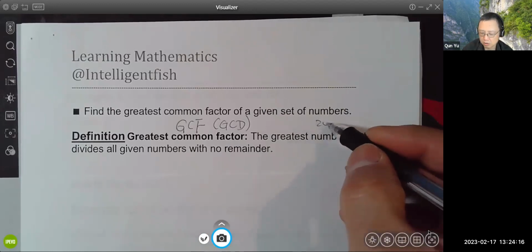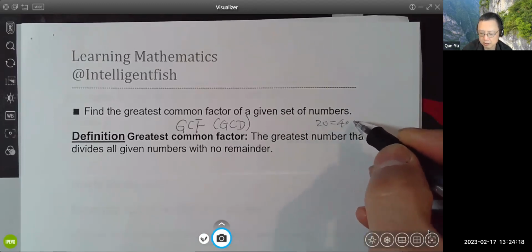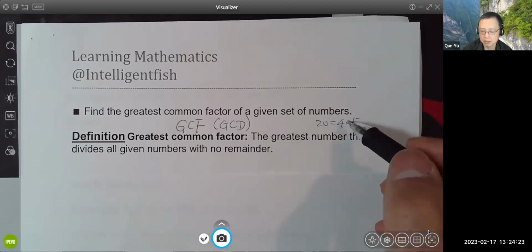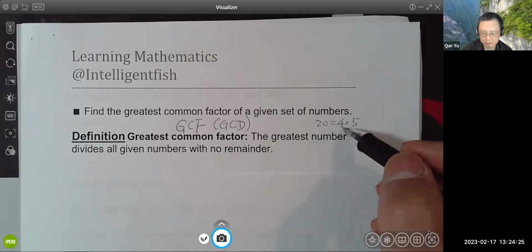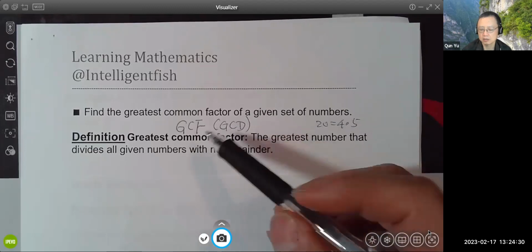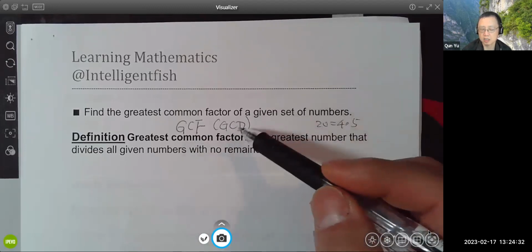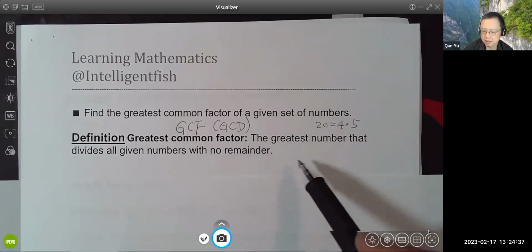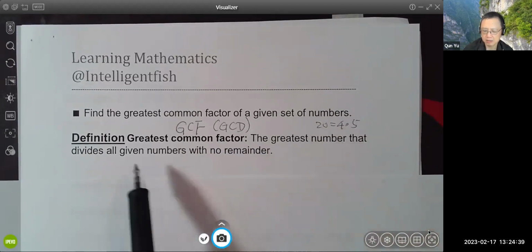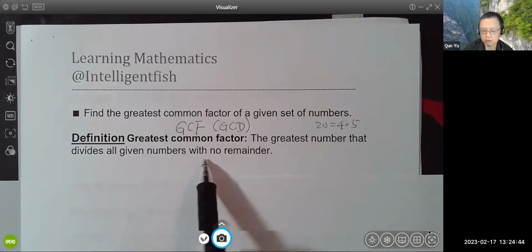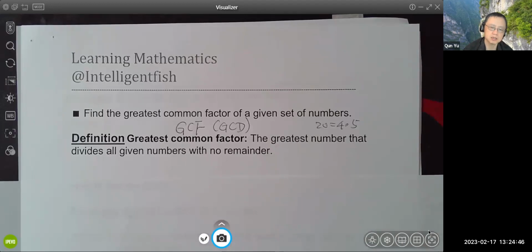For example, 20 can be written as 4 and 5. So 4 and 5 are factors, right? But they are also divisors. 20 can be divided by 4 evenly, 20 can be divided by 5 evenly. That's why they also call this greatest common factor, greatest common divisor. They are the same thing. Now, by definition, it says it is the greatest number that can divide all given numbers with no remainder. That can divide all of the given numbers evenly.